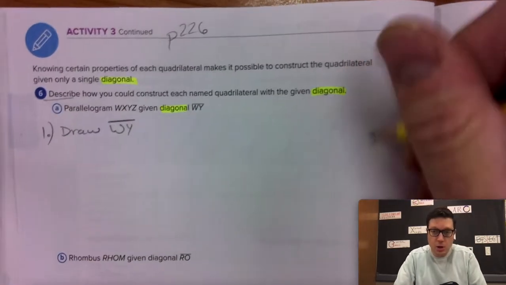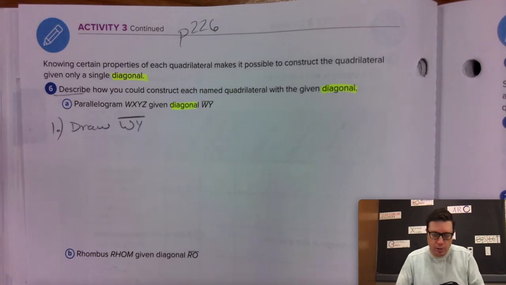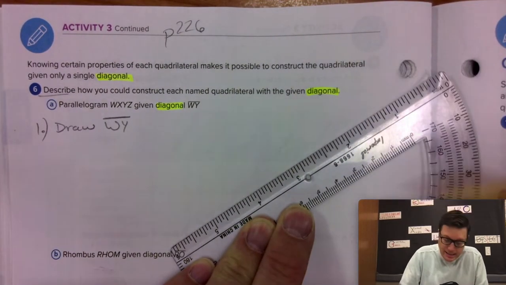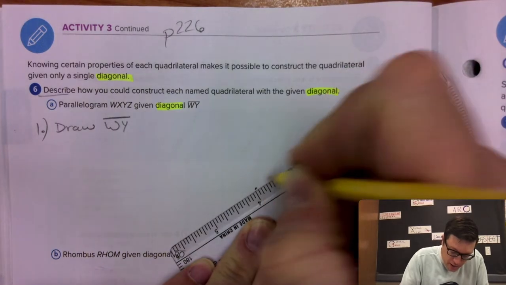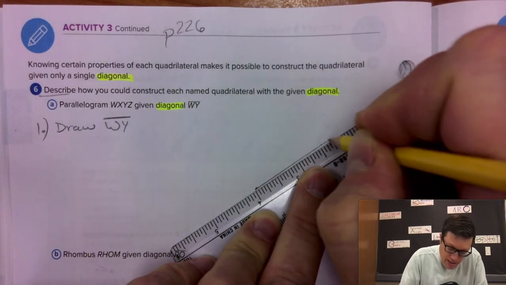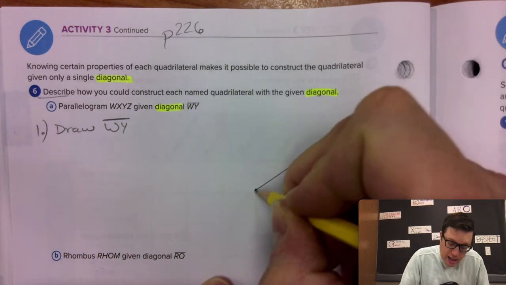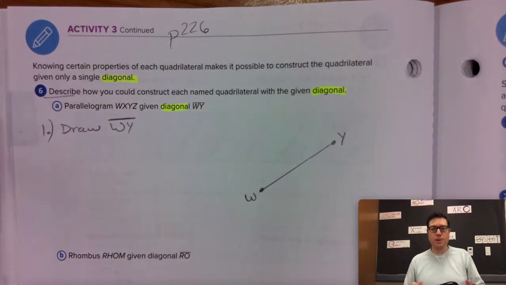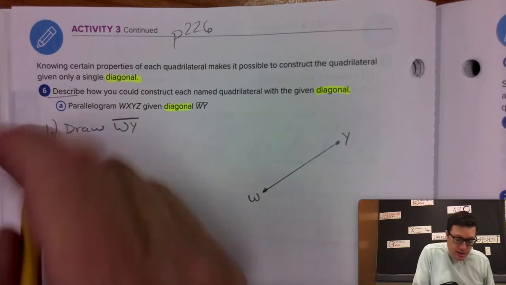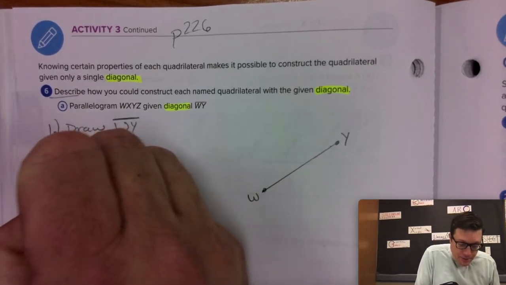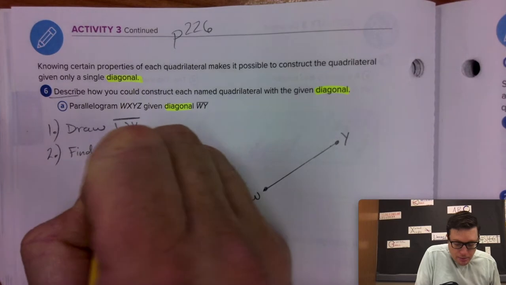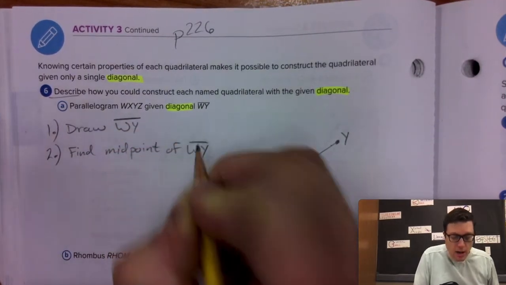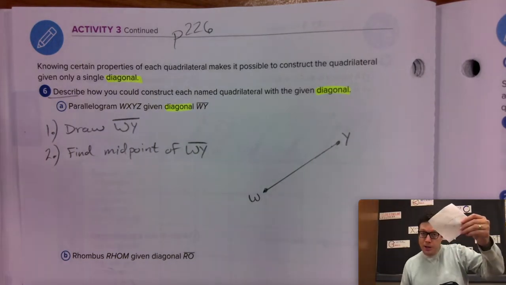And I'll do this over here on the side, or maybe you want to flip it depending on your book. So I'm going to draw, it's got to be a diagonal, it's got to be slanted. So I'm going to just draw like a diagonal line, like a slanted line. Label the end points. There's W, there's Y. Okay. Now, step two is to find the midpoint, all right? Find midpoint of WY. And you do that using the perpendicular bisector.